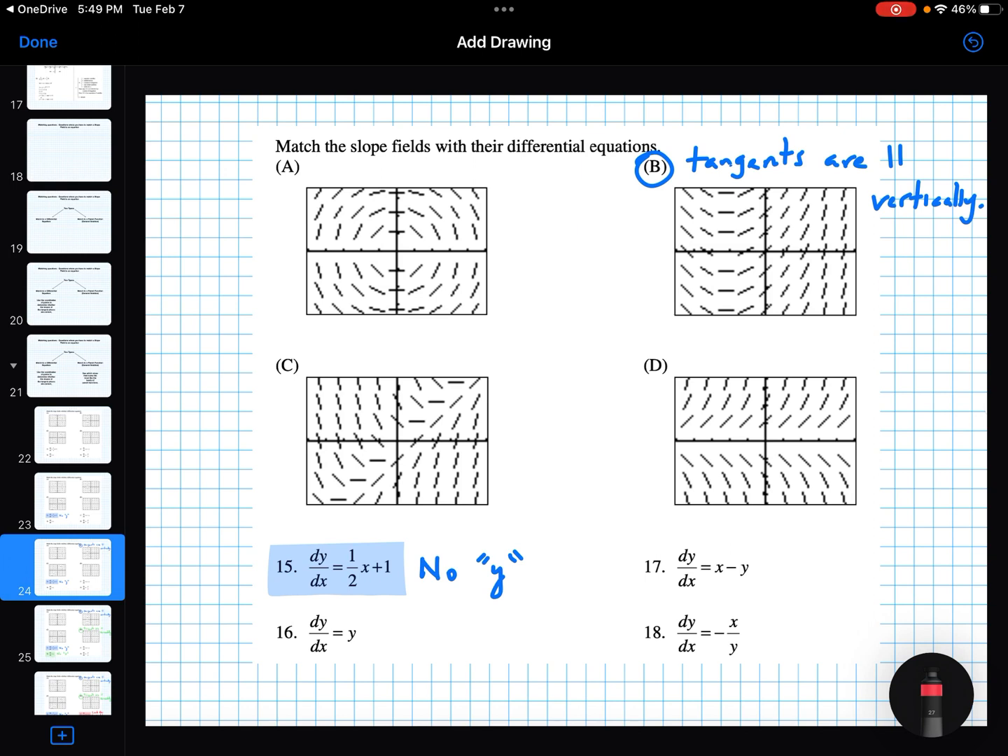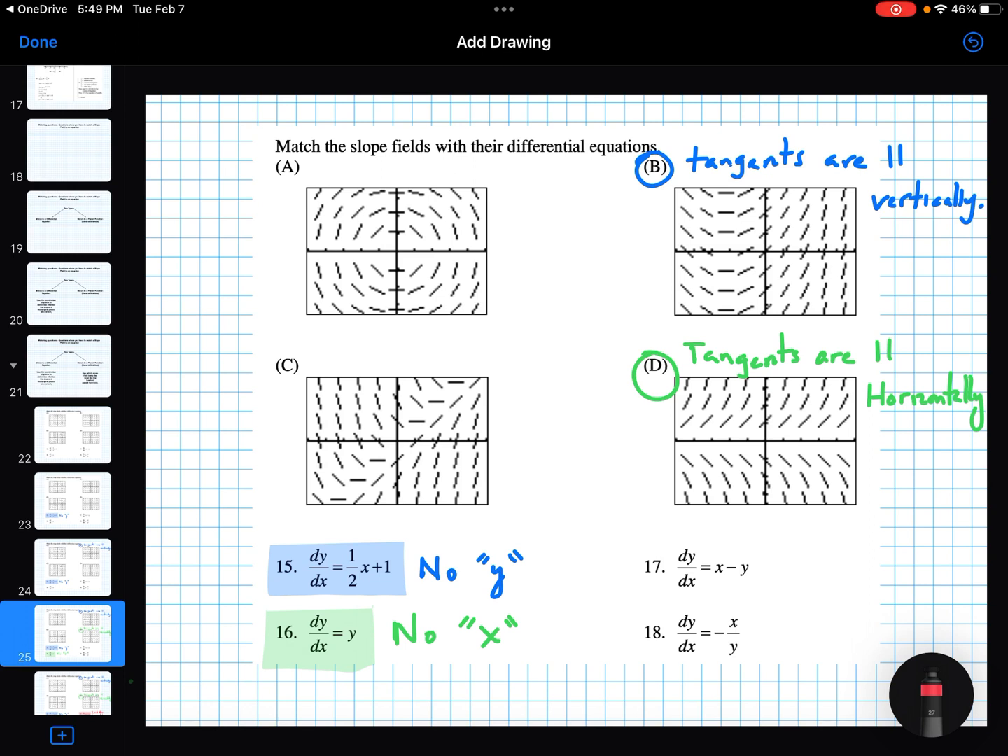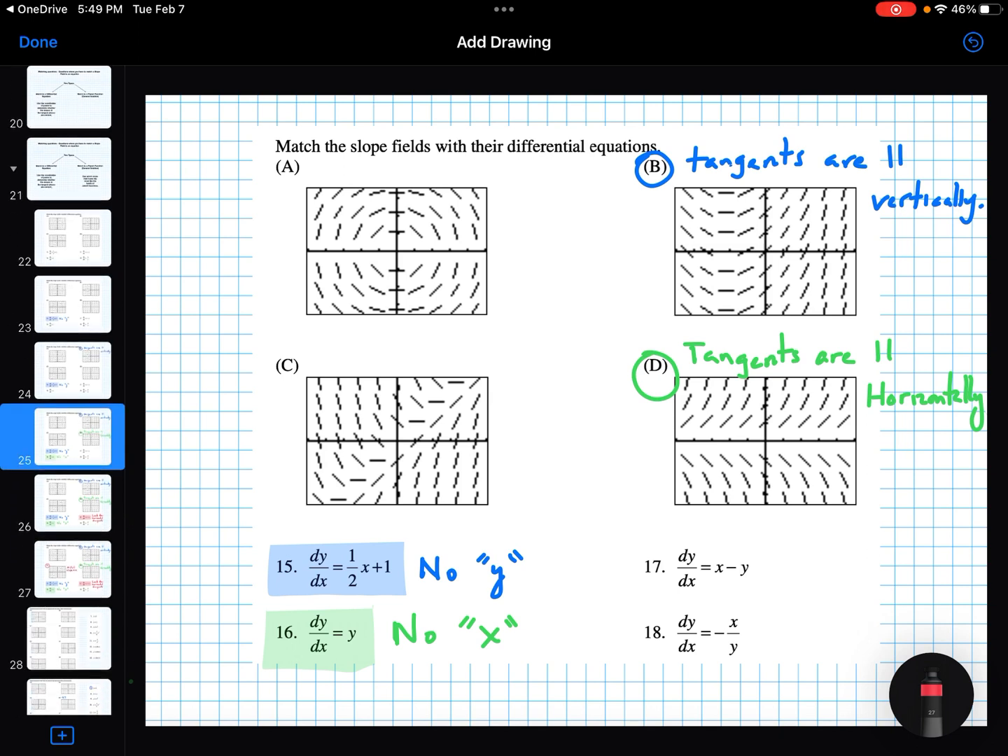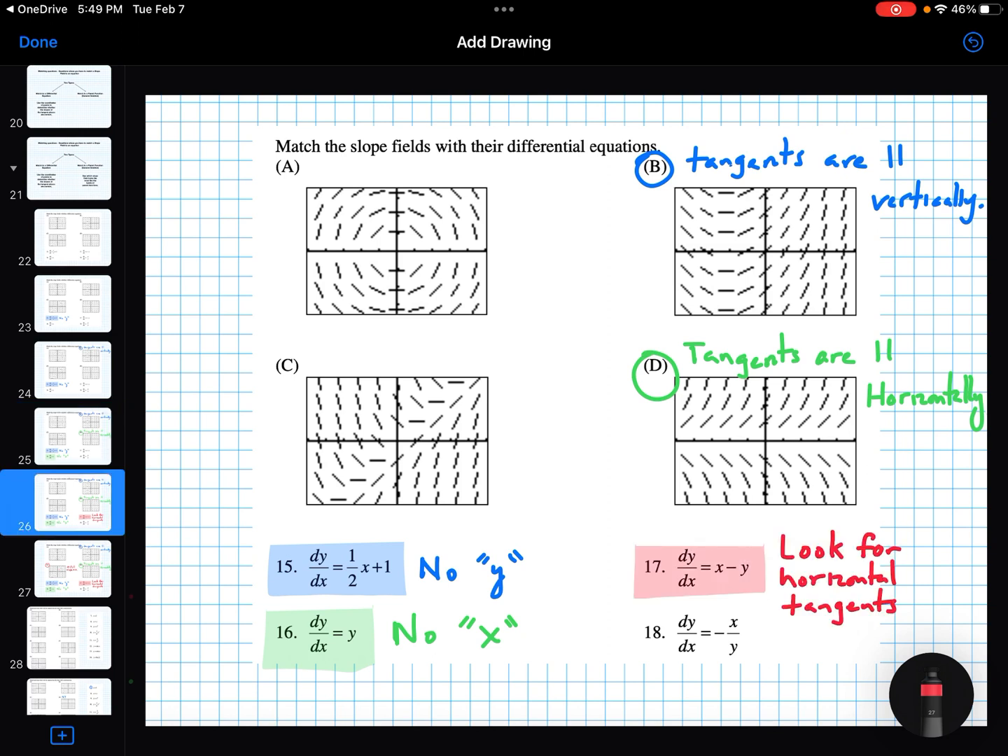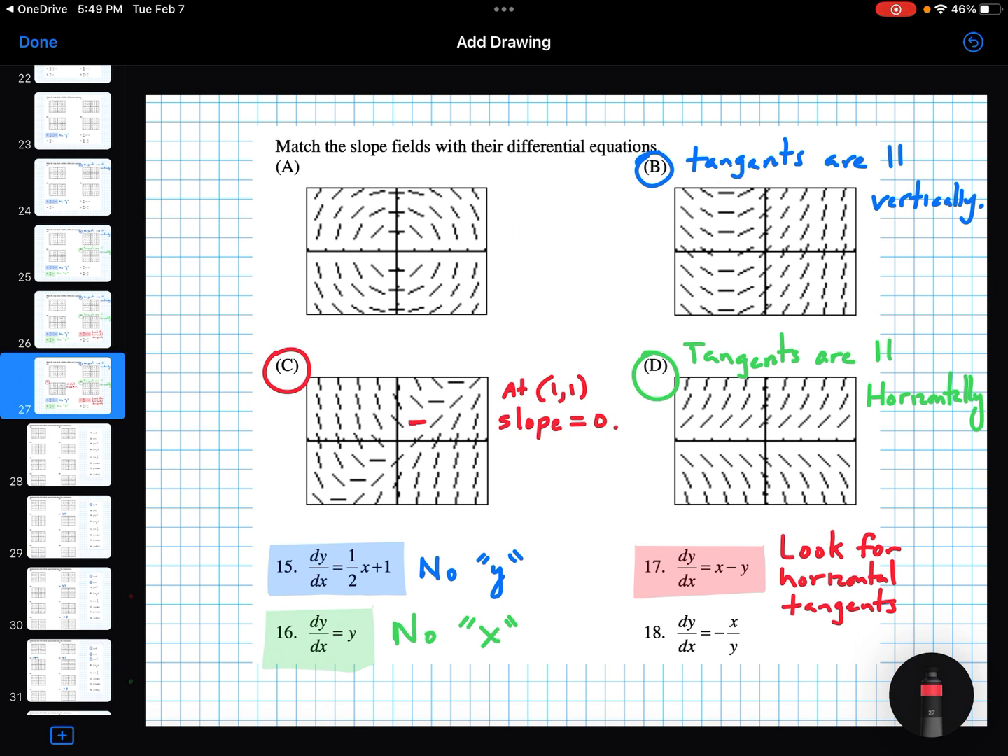There's a similar shortcut that works if there's no x in your derivative. That means the x-coordinate doesn't affect the slope of the tangent line. So your tangent lines will all be the same at the same y value. So along horizontal lines, your tangents will be parallel. Number 17 and 18, when you have both x and y in, what you do is you start looking for some obvious things. Look for horizontal tangents, because those have slopes of 0. You can just figure out by substituting coordinates of points in to see whether or not your derivative is equal to 0. In this case, that would be here. And then, of course, process of elimination, number 18 would be A.